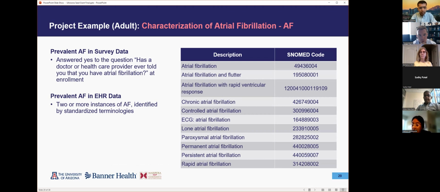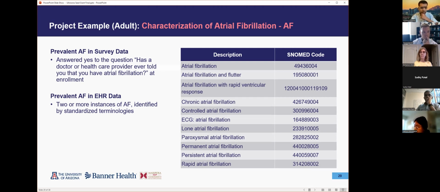So for the same project, how did we characterize atrial fibrillation? First, in the survey data, there is a specific question asking, has a doctor or healthcare provider ever told you that you have atrial fibrillation? And an answer to that question was used for prevalence of AF. In the EHR data, you can see on the right that there's a list of standardized terminologies. In this case, we're using SNOMED codes. All of these codes represent AF in some shape or form. So two or more instances of AF in the EHR was defined as prevalent atrial fibrillation. These were the definitions that we used.